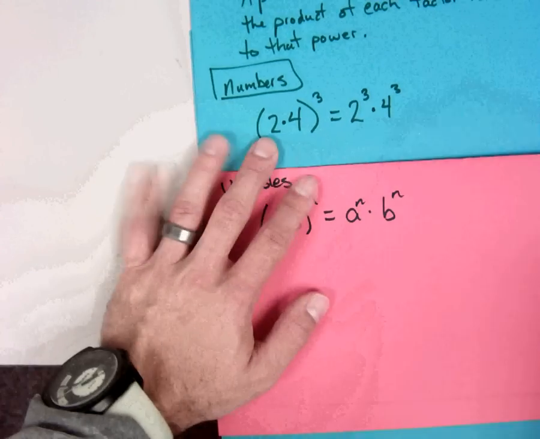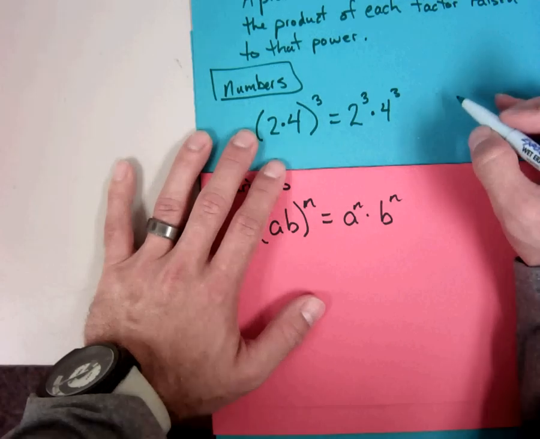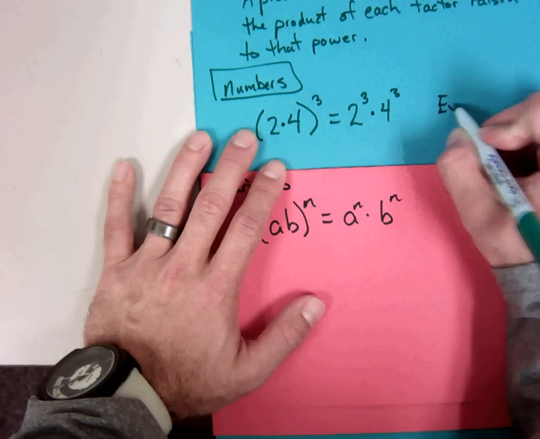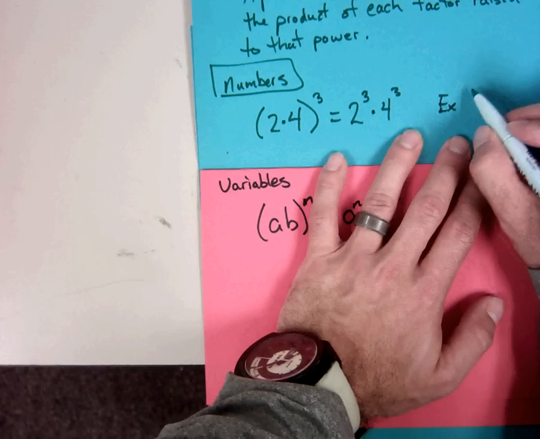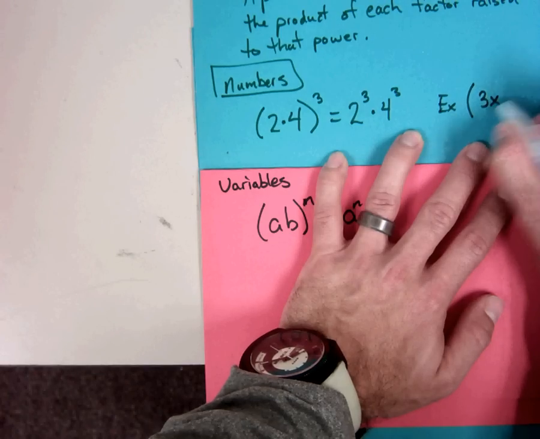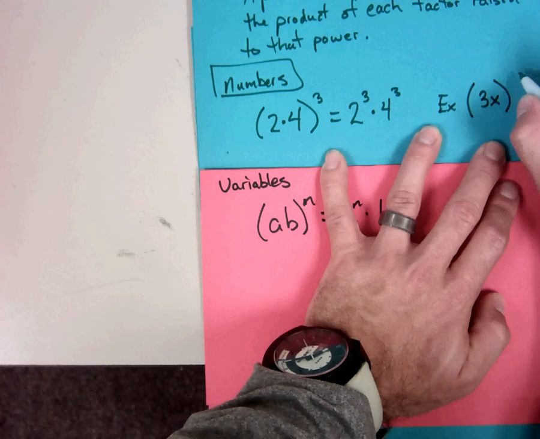And finally, the power of a product property. Let's try 3x, the product of 3x raised to the power of 2.